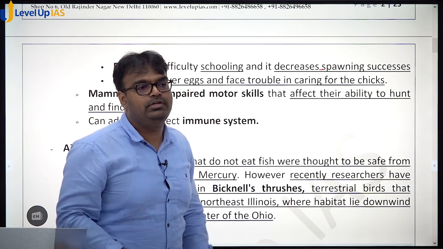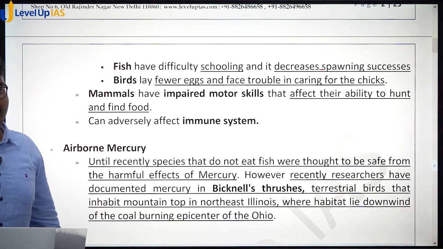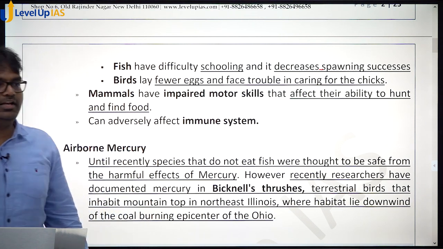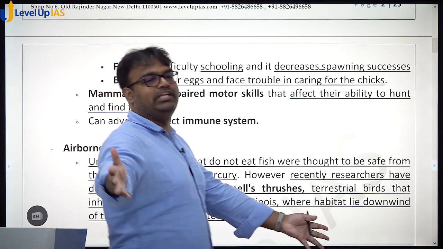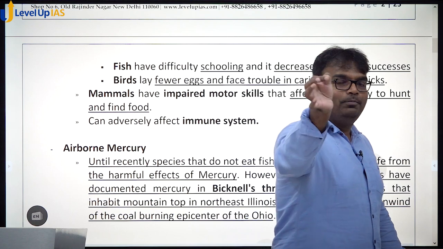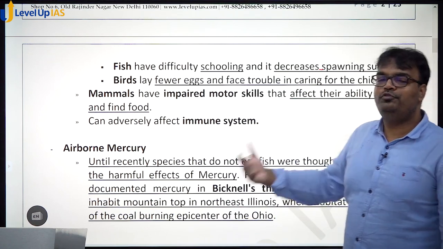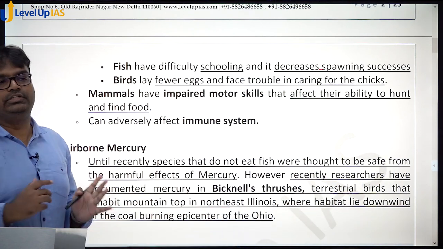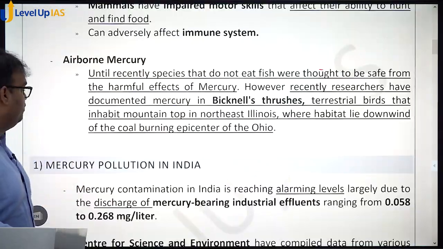More studies found that there were coal-based thermal power plants nearby. वहाँ से धुआँ आता है, mercury को साथ लाता है. And vegetarian लोगों को भी pollute कर जाता है. तो mercury pollution can impact even the non-fish eaters. Please note this. Now, this is the airborne mercury.